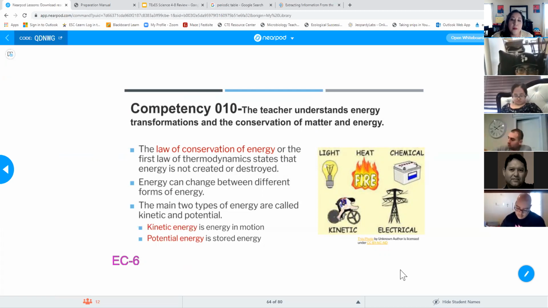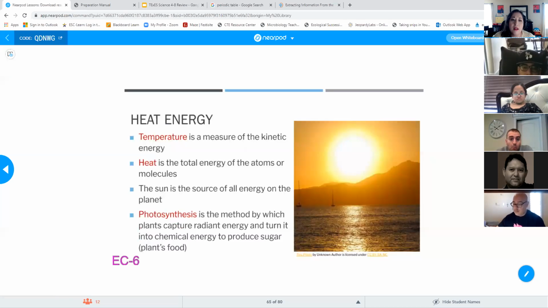Okay, so competency 10, this one has to do with the law of conservation of, oops, wait a minute. Missing something here. Okay, sorry. I repeated a slide there. So it is competency 10. I think I just didn't change that information there.